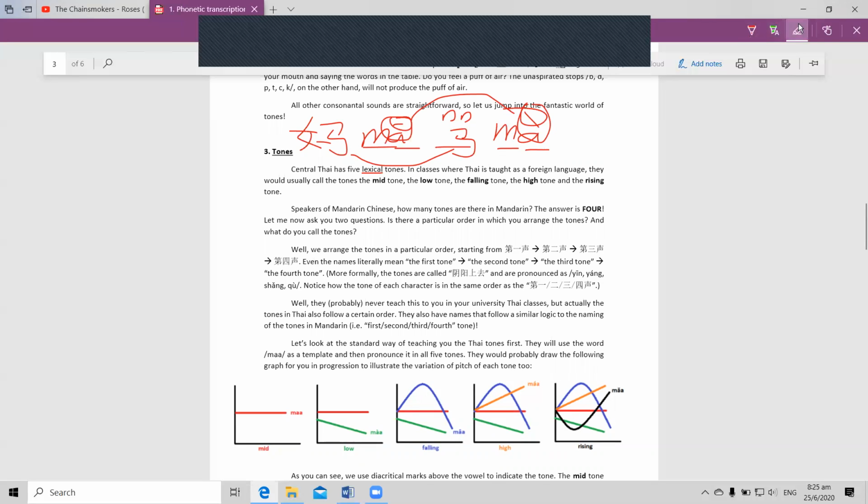Okay, very simple. So Thai has 5 lexical tones, and usually when they teach Thai in the universities, they will call the tones by certain names. They'll call the tones the mid tone, the low tone, the falling tone, the high tone, and the rising tone. There's actually another way of calling the tones, which is used in the Thai schools in Thailand when the Thais learn Thai. I will talk about it later, but when they teach you the names of the tones, they will use this convention. So this is what I mean by the conventional names of the Thai tones.